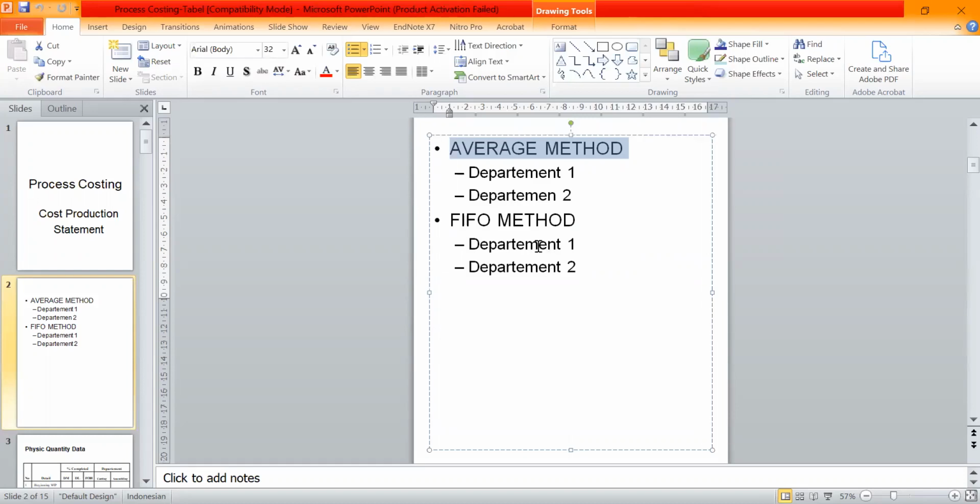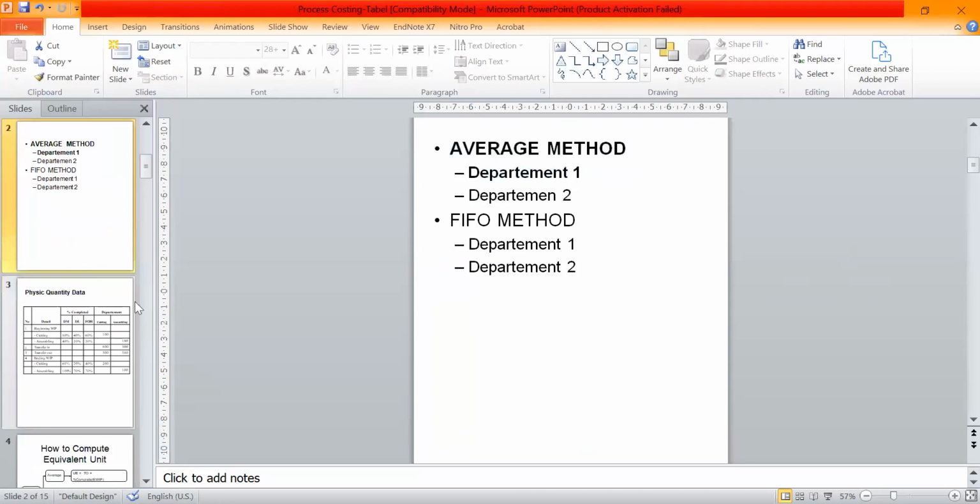And I will tighten our discussion here. We only discuss the average method in the first department. For the second, third, etc. departments, I will only explain a little bit to show you the difference in the cost of production statement compared to the first department. Okay, so let's dig in together.